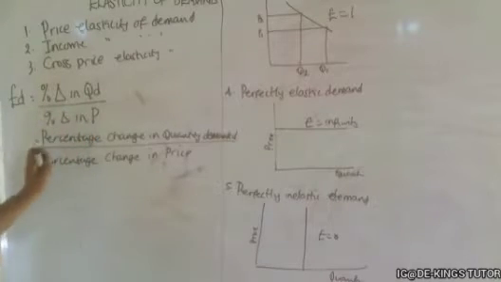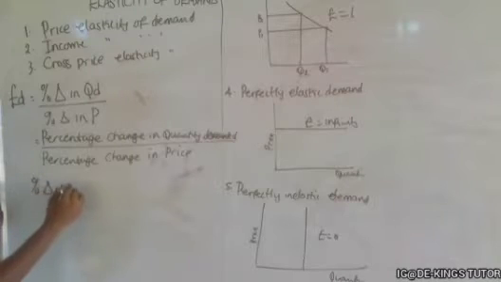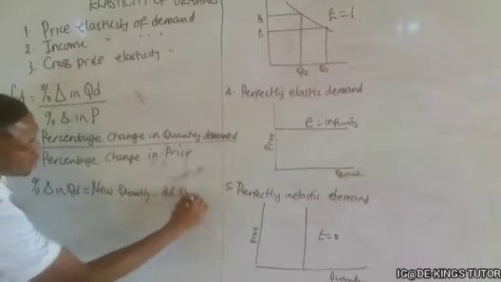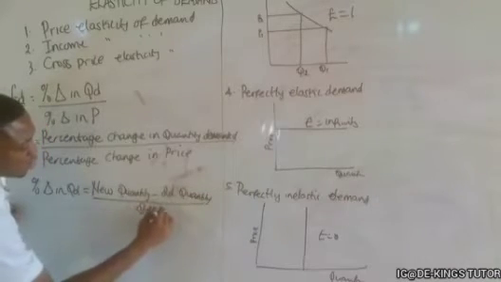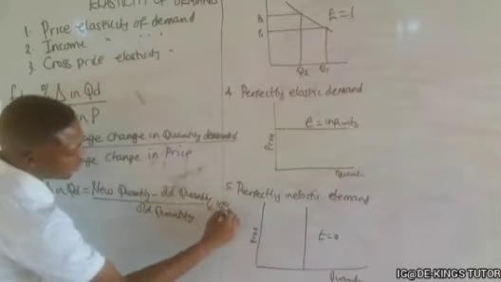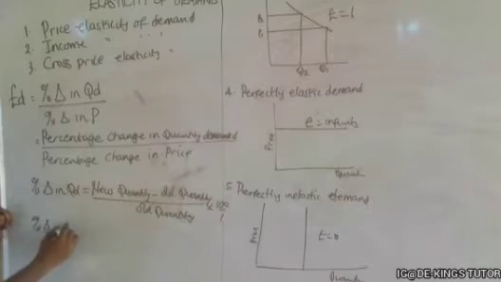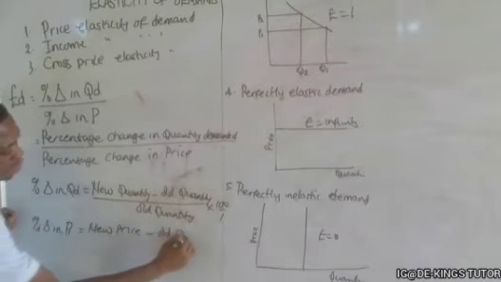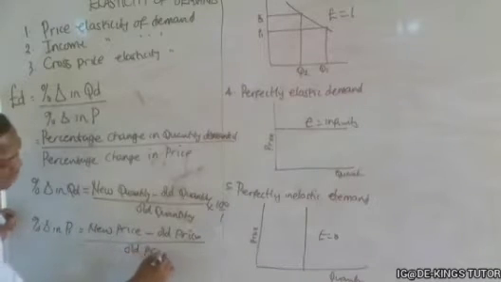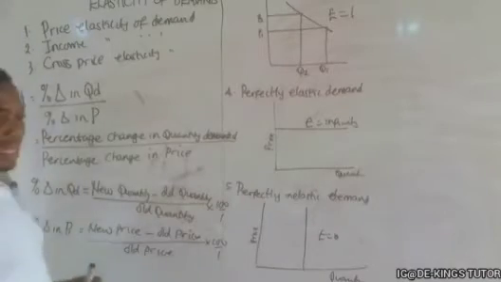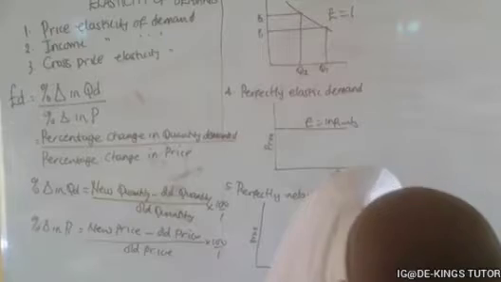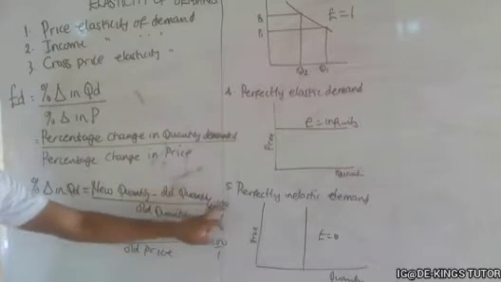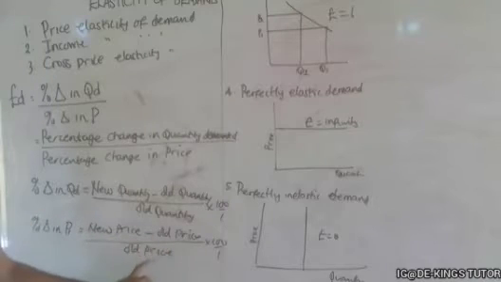So we are going to get the individual parts of this. The percentage change in quantity demanded is equal to the new quantity minus the old quantity, divided by the old quantity, times 100 over 1. The percentage change in price is equal to the new price minus the old price, divided by the old price, times 100 over 1. So this is basically the formula we are going to use.